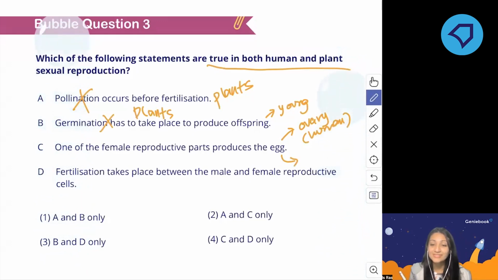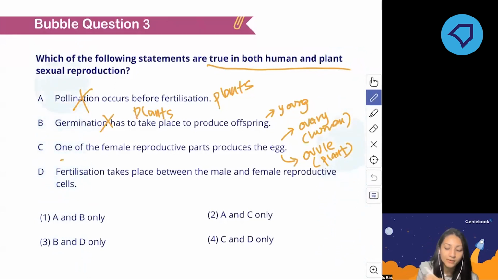The anther produces the egg. No. Charlotte got it right. Charlotte said ovule. Okay, please write this down if you're not sure. The part that we're talking about here: ovary in human, ovule in plants.